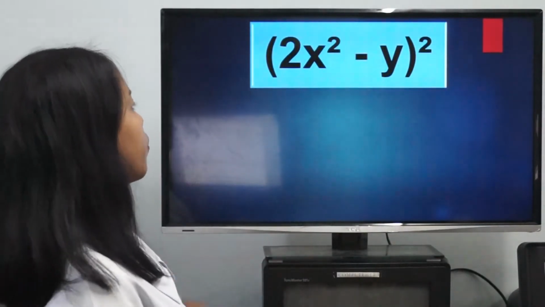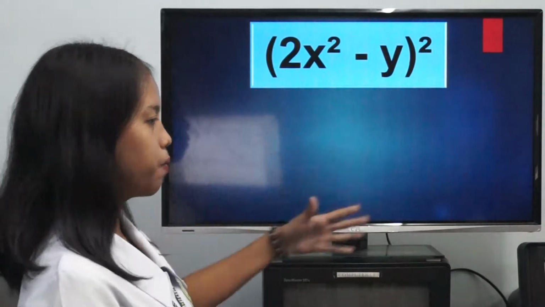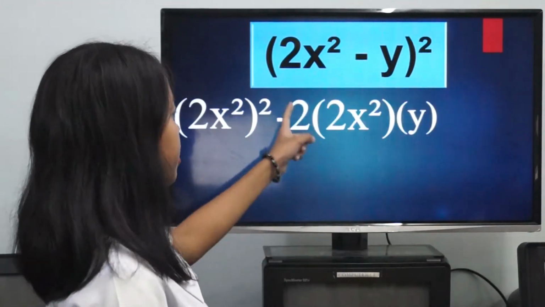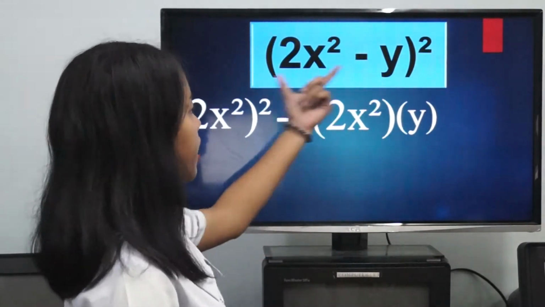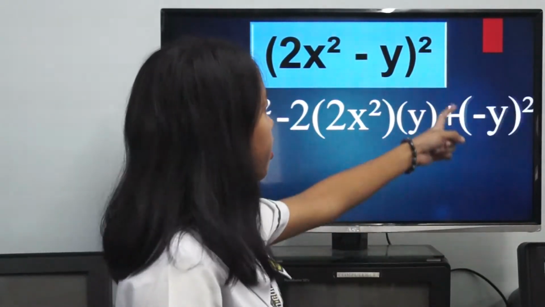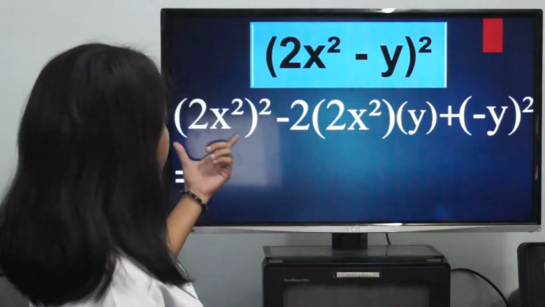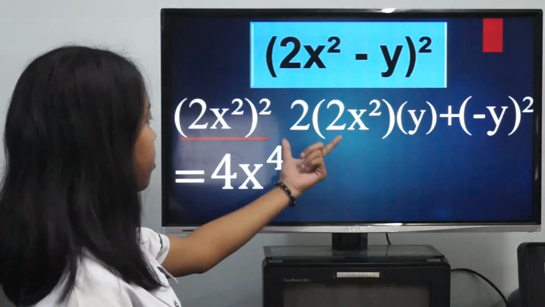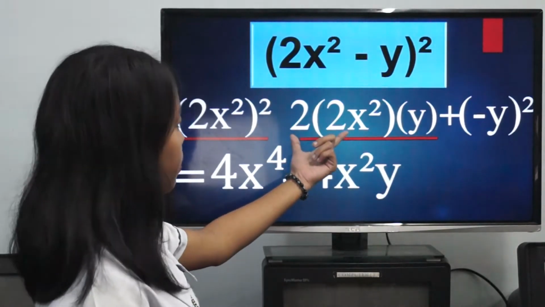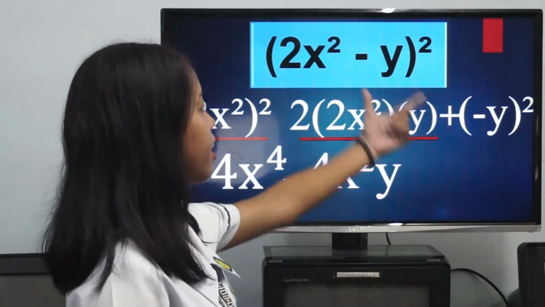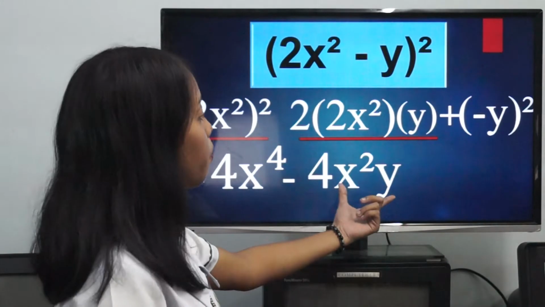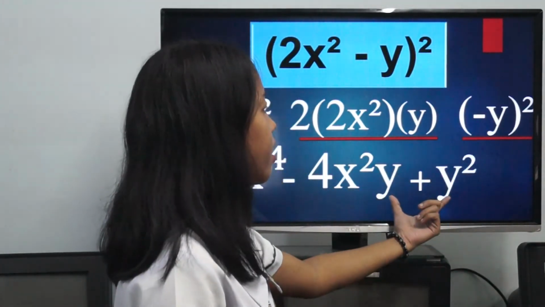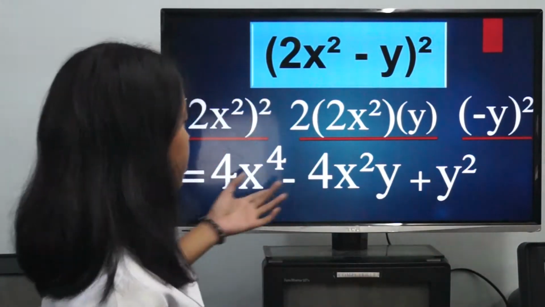Example number 2, we have the quantity 2x squared minus y squared. Squaring the first term, minus, take note of the sign, twice the product of the first and the last term, plus the square of the last term. We have 4x to the fourth, minus 2 times the product of the first and the last term, we have 4x squared y, plus, since we are multiplying the same sign, we have a positive y squared. So this is now the final answer.